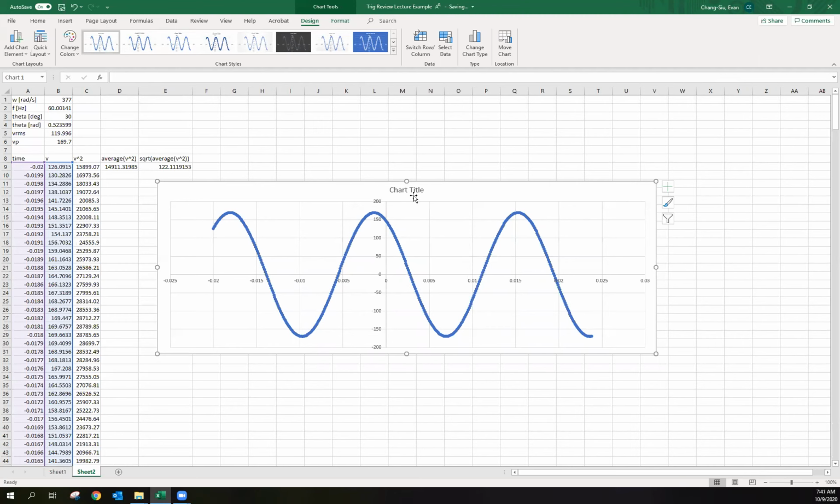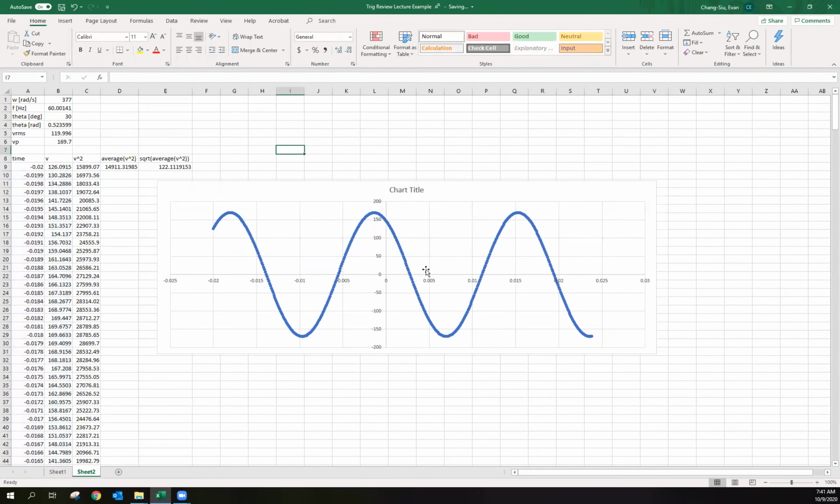This is our V of t. So the x-axis is time and the y-axis is voltage. This is what a really nice signal coming out of your wall would look like. And if you wanted to, we could even add one more chart just to plot the V squared. It should just look like this, but with no negatives. So we can just do that real quick.